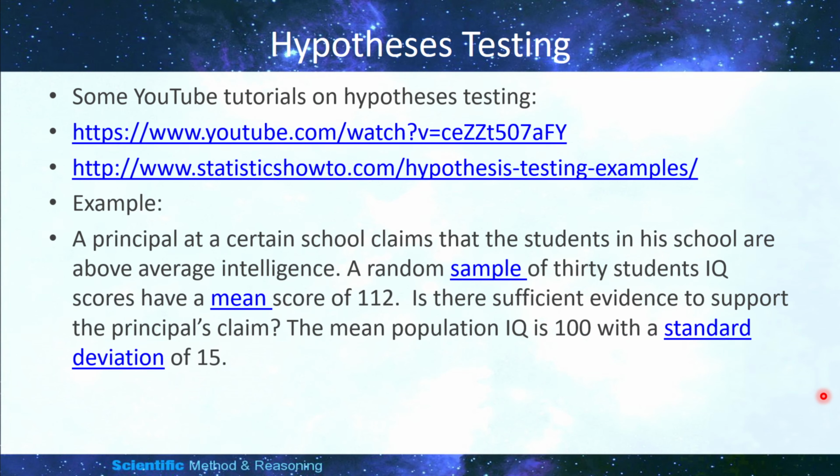Okay, so let's take a look at another example. You can find this example on YouTube. A principal at a certain school claims that the students in his school are above average intelligence. A random sample of 30 students' IQ scores have a mean score of 112. Is there sufficient evidence to support the principal's claim? The mean population IQ is 100 with a standard deviation of 15.